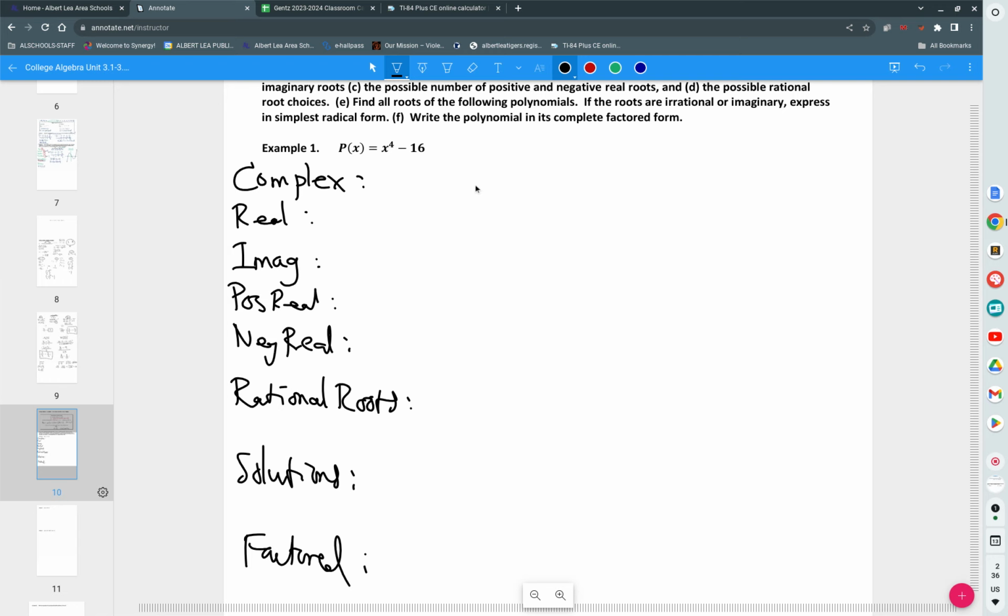How many complex solutions are there? 4. The complex solution consists of the real and the imaginary together. You know that there's going to be a total of 4. Okay, that's what we've got.